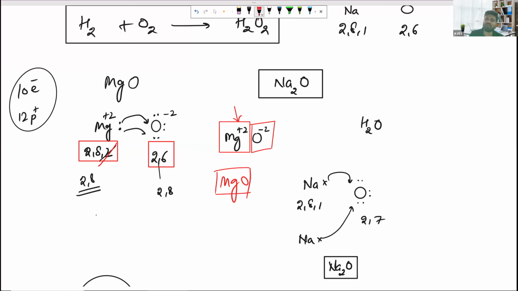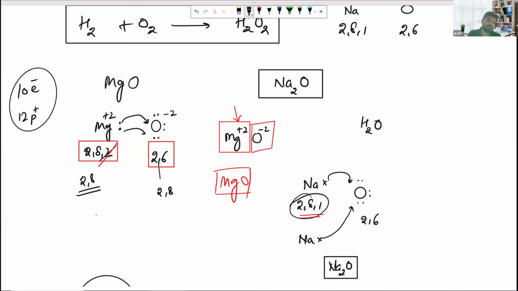Okay, likewise, why is the formula of sodium oxide Na2O? Because sodium has electronic configuration 2, 8, 1. If only one sodium donates its electron to the oxygen, the oxygen initially has 2, 6. Here sodium has 1, so if it donates 1 electron, it will become 2, 8. So it will be stable after donating.